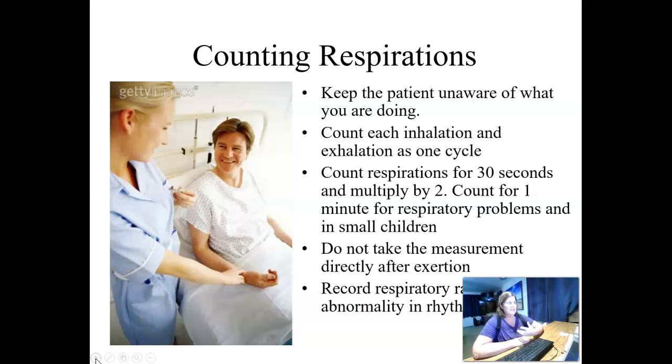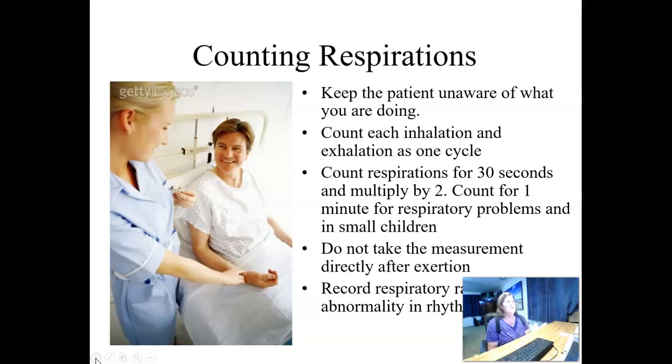You count each inhalation and exhalation as one breath. We're going to count our respirations for 30 seconds and multiply by 2. We count for a full minute if they have respiratory issues or if it's for a small child. Also, if you happen to get the skill for state competency, it is counted for 1 full minute. It's a little different for state competency: there, you can actually tell them I'm counting your respirations, where on a regular person you would not.